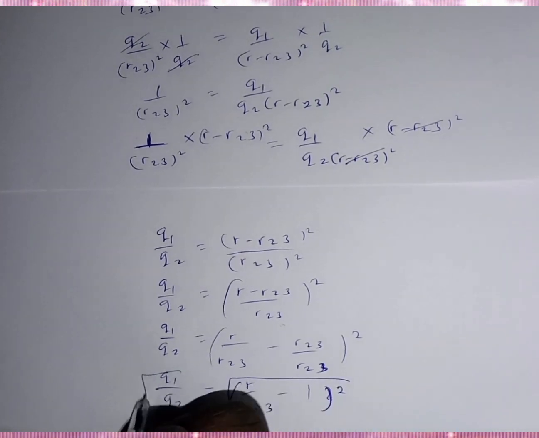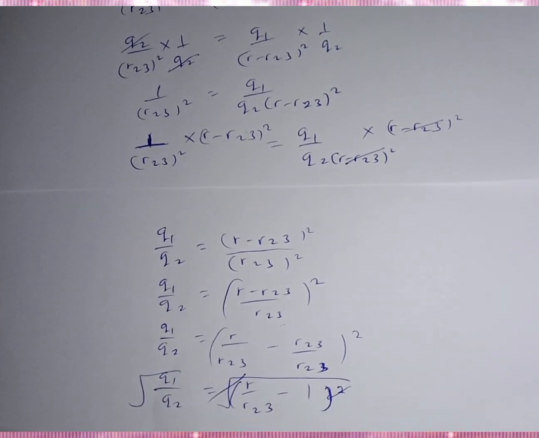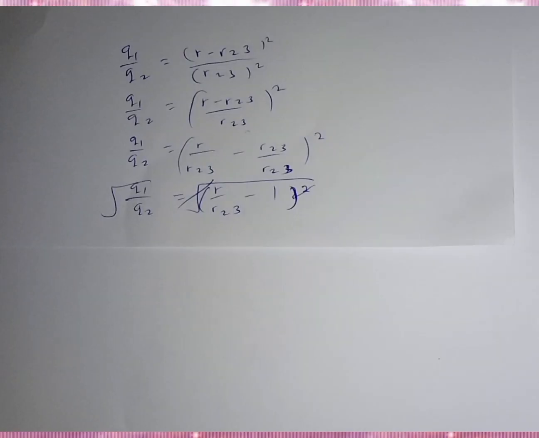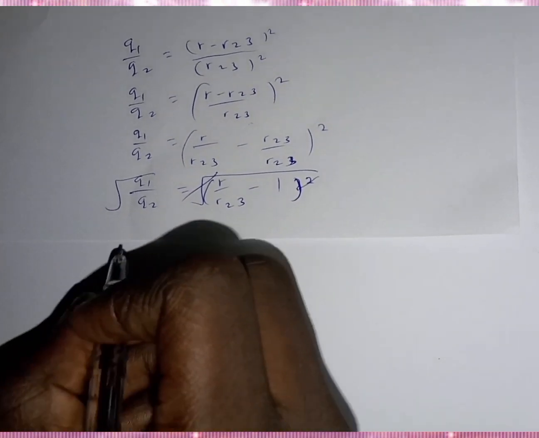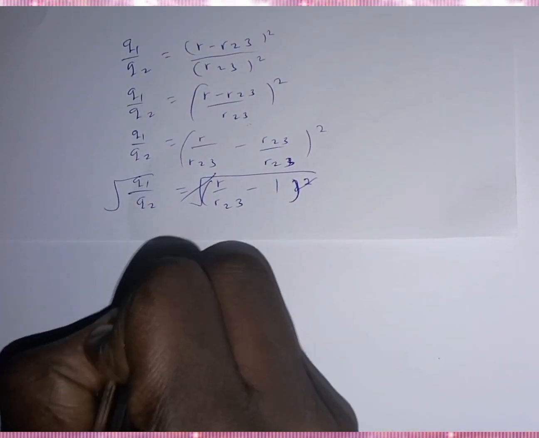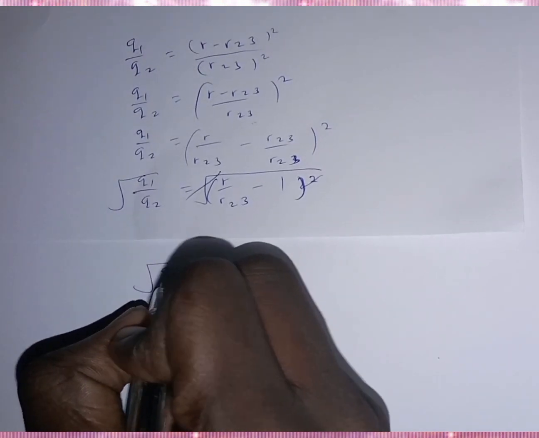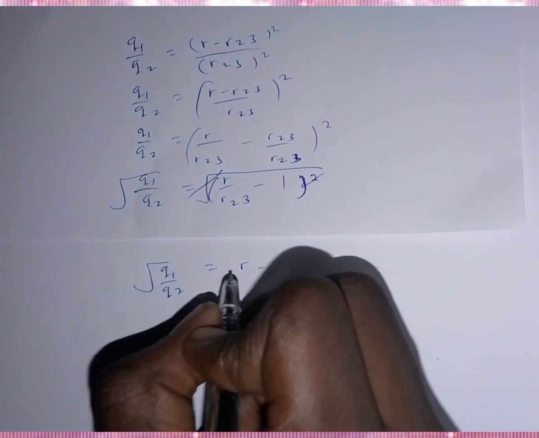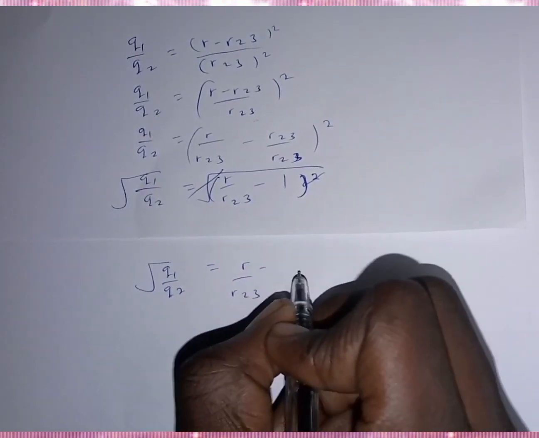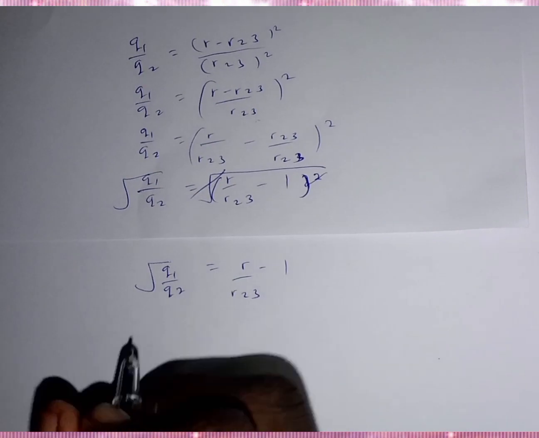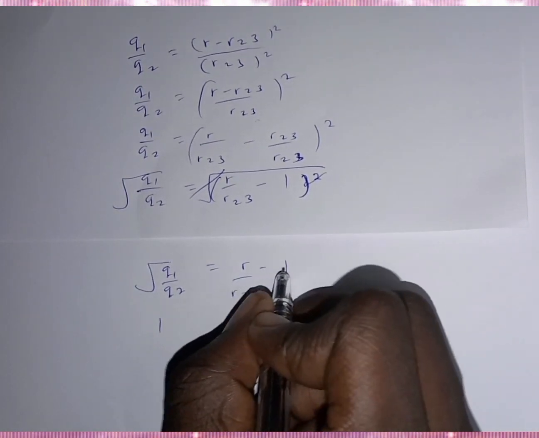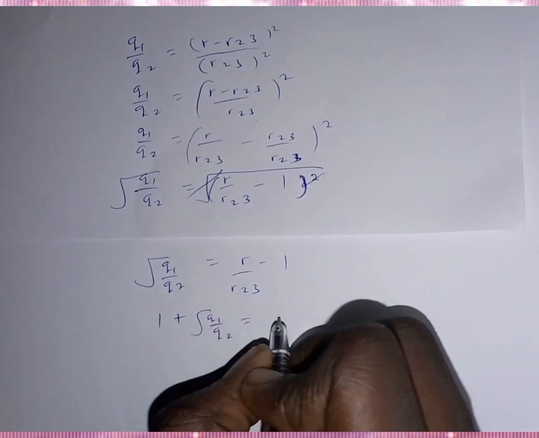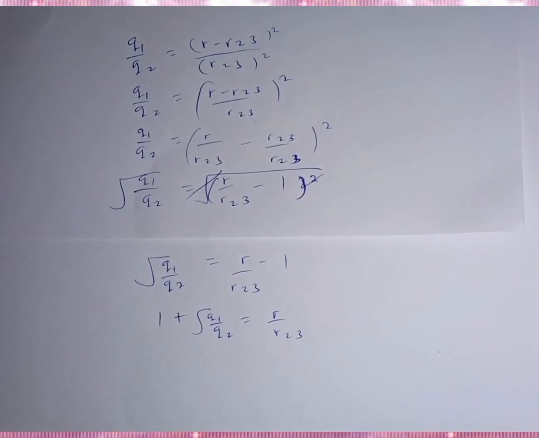Now we can square root both sides in order to cancel the square. So square rooting both sides, square will cancel square root. So now we are left with root Q1 over Q2 equals R over R23 minus 1. So collecting like terms, bring this minus 1 to this place, we have 1 plus root Q1 over Q2 equals R over R23.